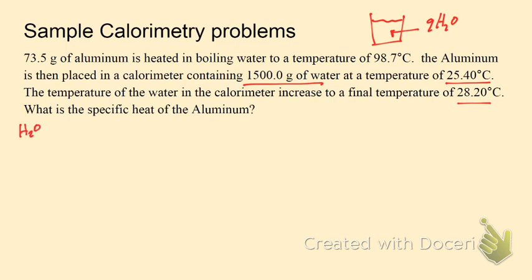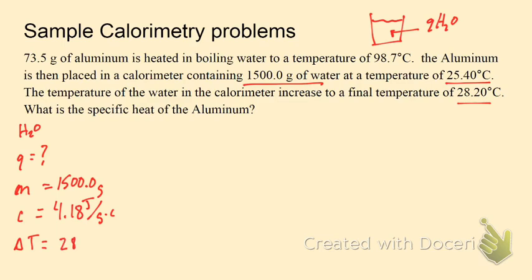So Q equals, we don't know Q, we want to figure that out. We know the mass is 1,500, and the specific heat of water is 4.18 joules per gram times Celsius, and the change in temperature is going to equal, now the final temperature of the water is 28.20, right? So 28.20 minus the initial 25.40.